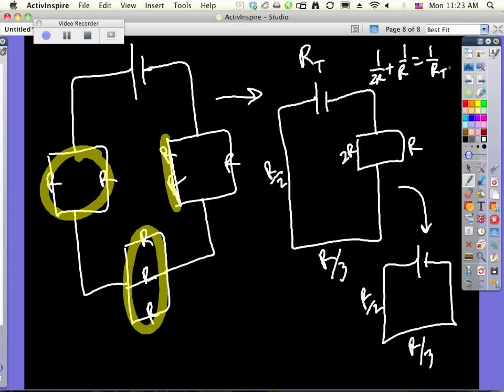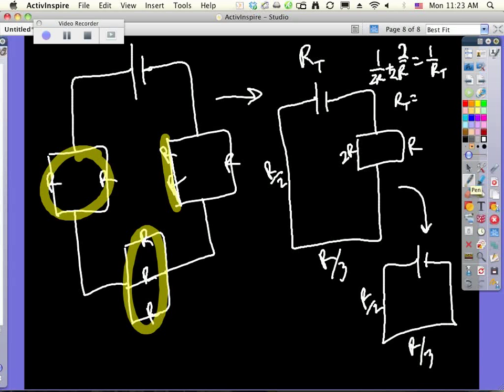So this becomes 2 over 2r. So r total is r over 3. Does that make sense to you? Is that right? No, that's not right. It's 3 halves. Good gravy. I'm glad it doesn't make sense to you because it's wrong.